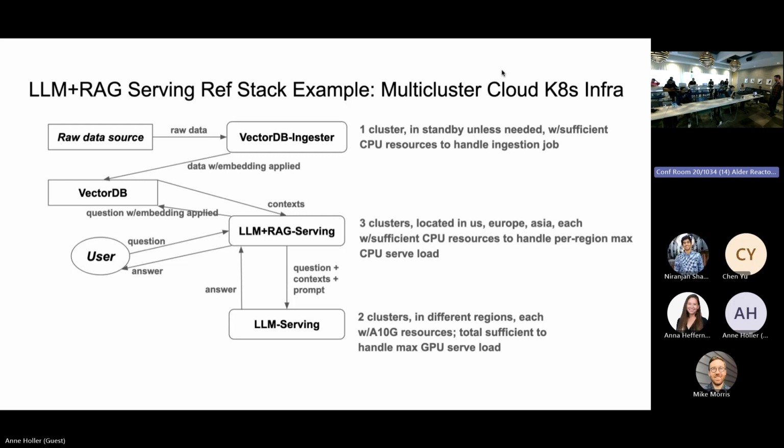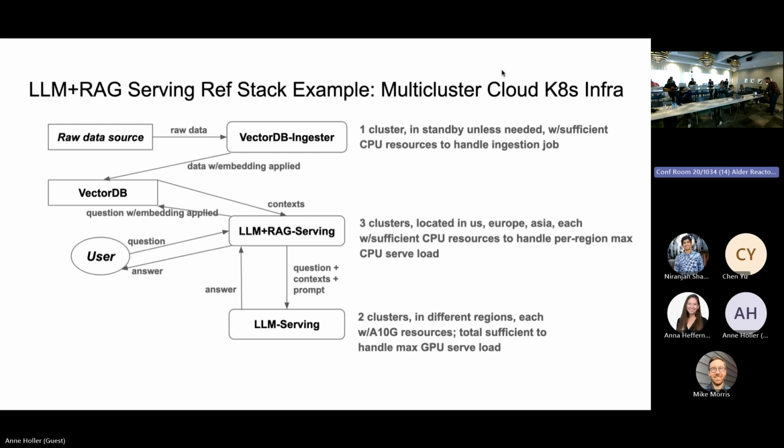Your user-facing components, your API, LLM, RAG serving component, you want as highly available as possible, obviously. So three clusters for that, maybe spread out across different regions. Even in this case, we're talking about locating them across US, Europe, and Asia. And then down at the bottom, our LLM serving component is another critical piece of the forward-facing infrastructure, but it's also very expensive. So maybe we don't triple replicate that. Maybe we just double replicate that instead.